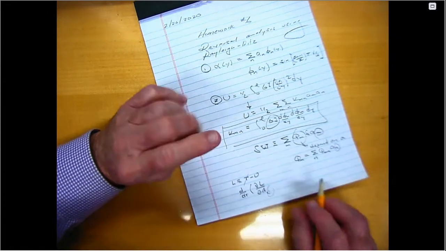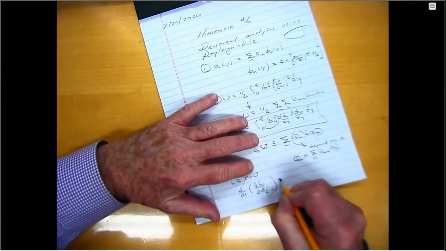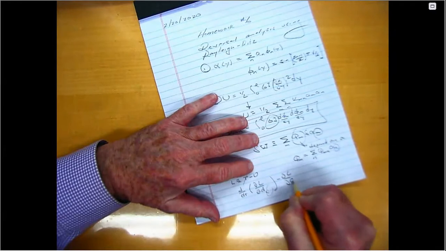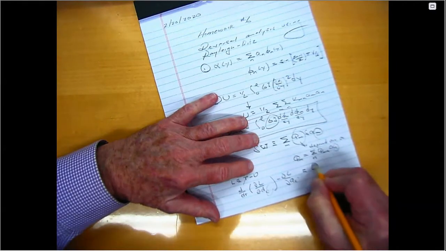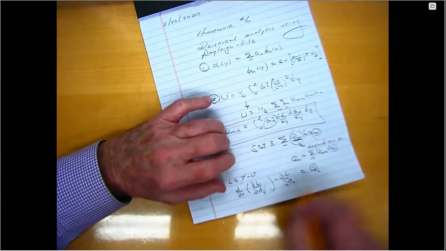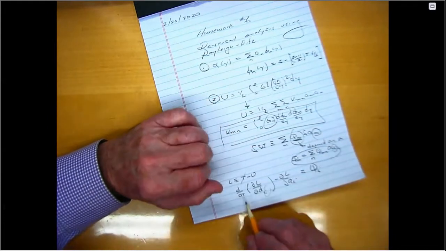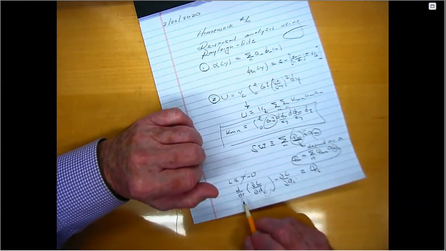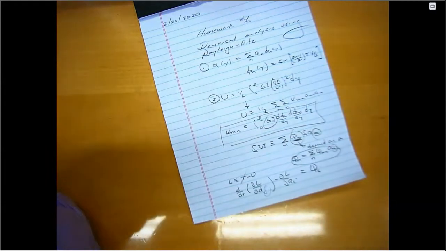Okay? That's important, as it turns out. Minus partial of L with respect to A sub I equals capital Q sub I. That's this coefficient, which itself in turn will involve the sum, right? But that's the recipe.